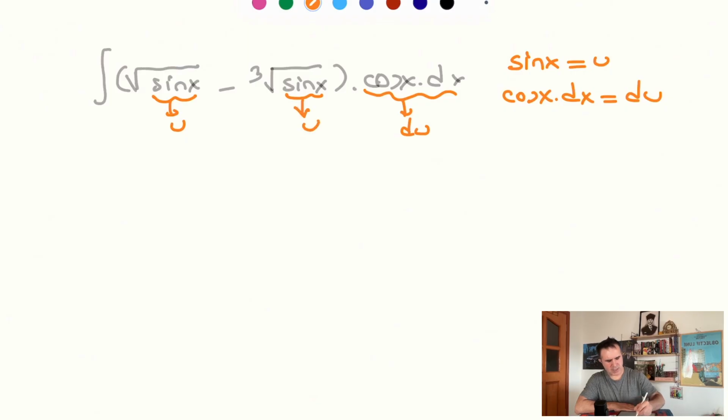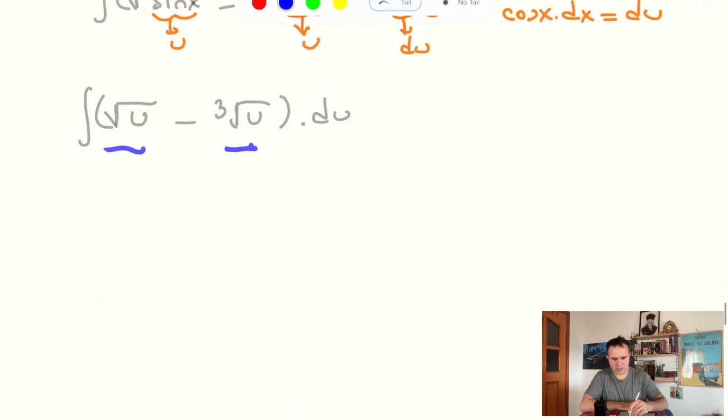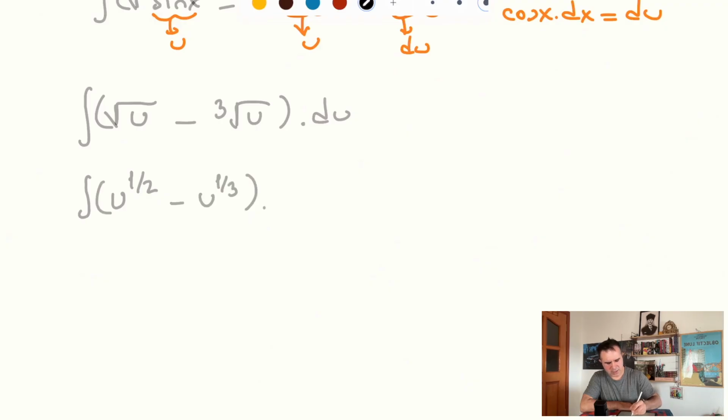And the integral becomes the integral of (square root of u minus cube root of u) multiplied by du. If we have a square root or cube root, we cannot integrate this function directly. We will first write them as power functions to find the integral. Okay, the integral is (u to the power of 1/2 minus u to the power of 1/3) times du.